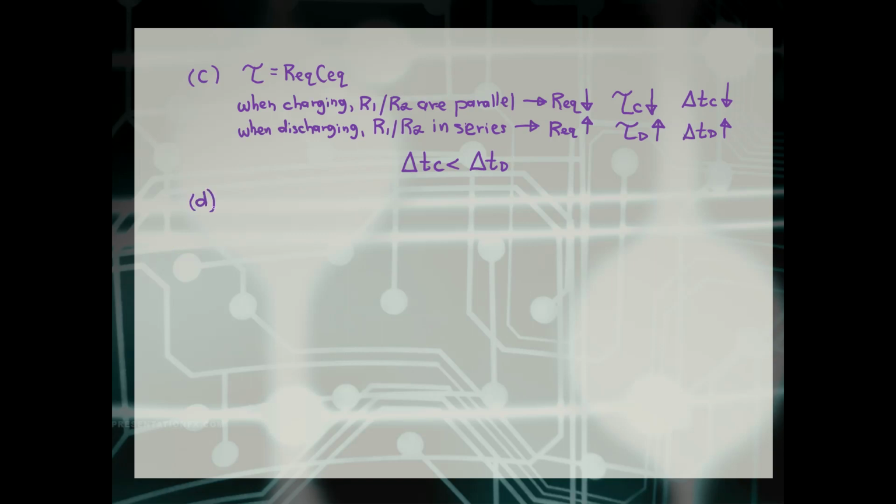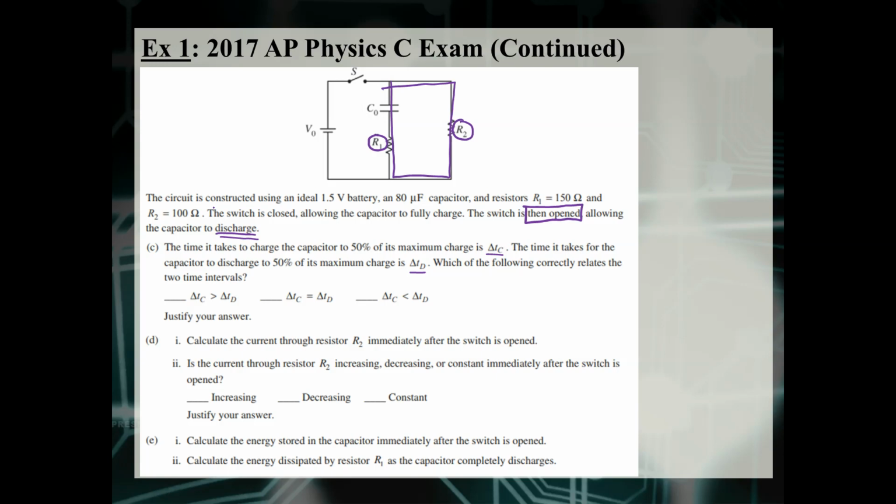Okay, on to part D now. So part D says, calculate the current through the resistor R2 immediately after the switch is opened. Now, to do that, we're going to use the loop rule.